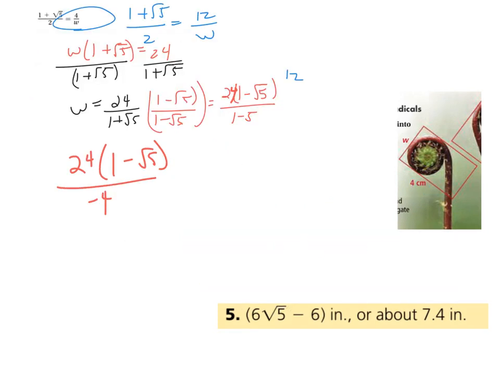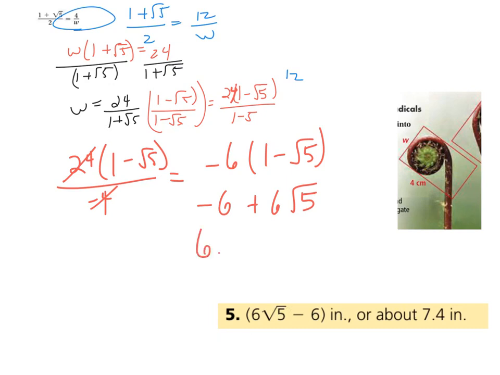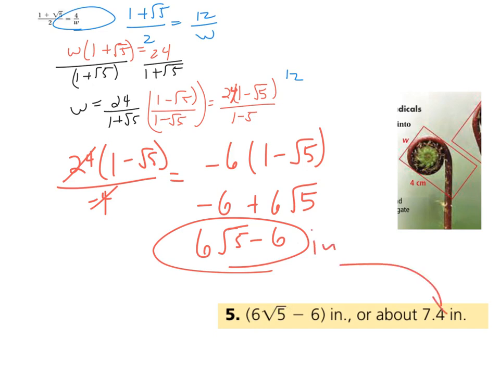So continuing, 1 minus 5 is negative 4 on the bottom. So on the top, 24 minus 1 squared is 5. I can now go ahead and reduce here, right? So I get negative 6 times 1 minus square root of 5. Now we can go ahead and distribute, so we'll get negative 6 plus 6 square roots of 5. Obviously, kind of to turn that around, so 6 square roots of 5 minus 6. There we go. And that's inches is the exact answer, or again, if you throw it into a calculator, about 7.4 inches.